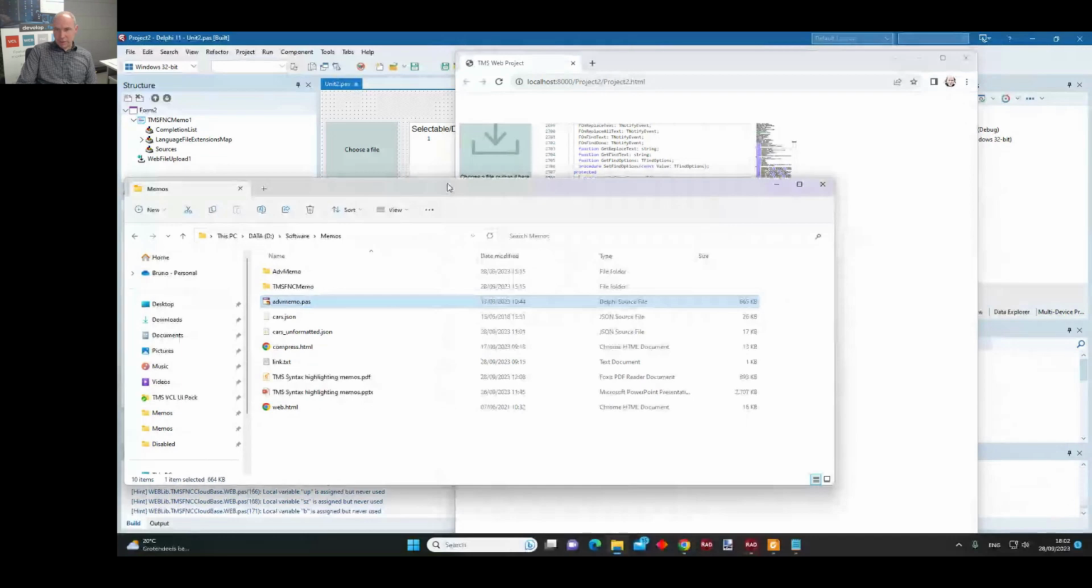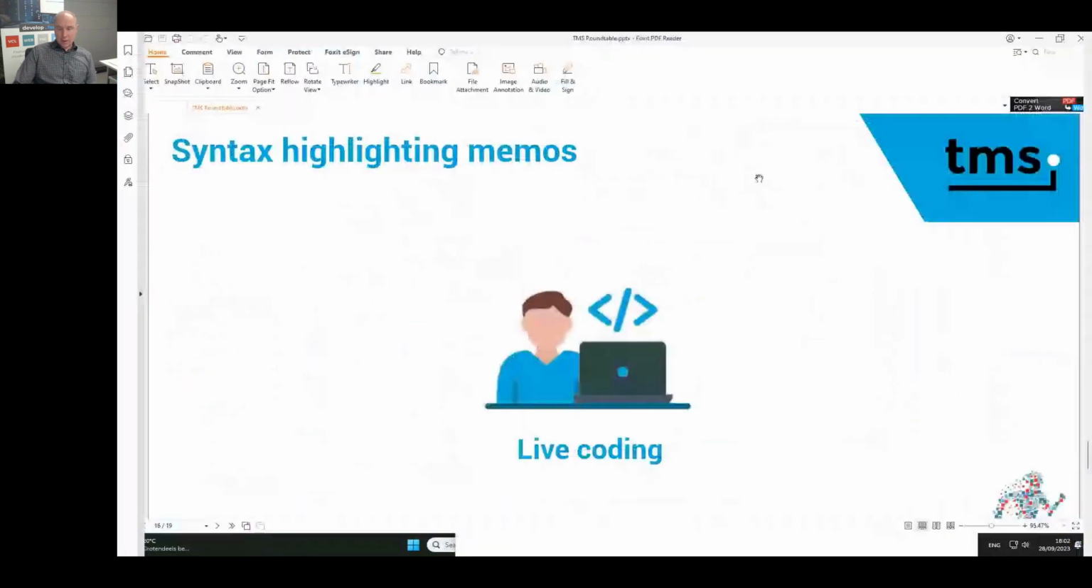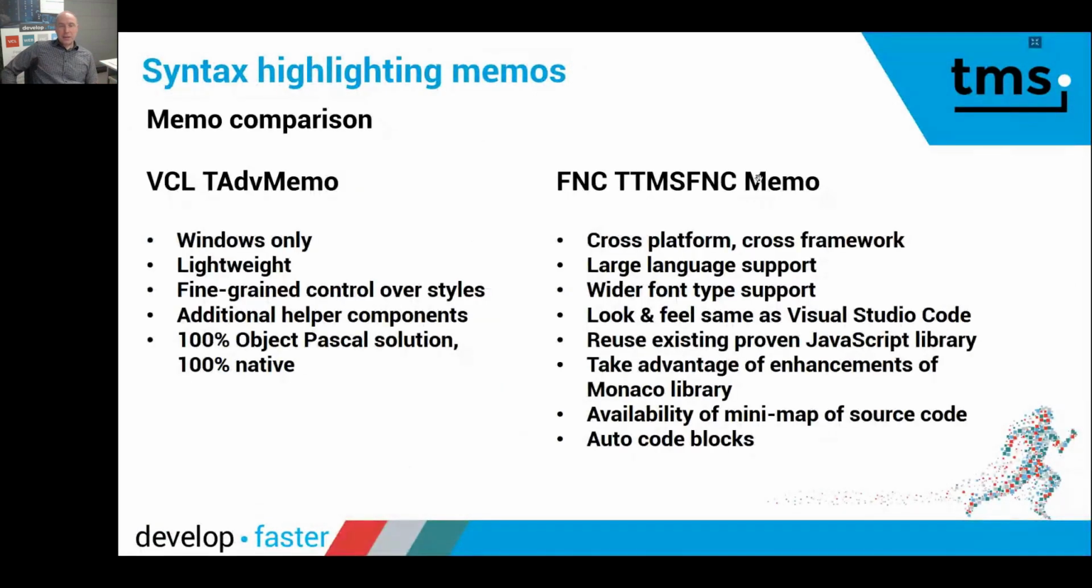And that brings us back to our slides, where I give you a final overview, a comparison so to speak, of the two memos, one to another. On the left side, the ADV Memo, to summarize, is a Windows-only VCL component. It's a lightweight component. It's also architected to keep everything with a low memory footprint, so that you can have one memo control that will deal with multiple source files that are managed by memo source components.